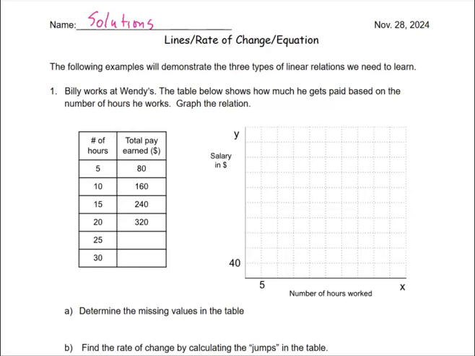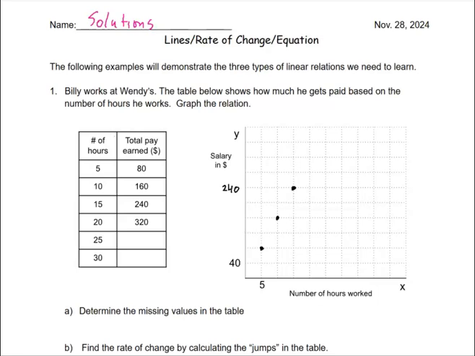The table shows how much he gets paid based on the number of hours he works. Graph the relation. So we have a table of values here and we need to just follow along. Plot all the points. 5, 80. Notice that the y-axis is going by 40s. 10, 160, so that's going to bring me up to there. 15, 240.